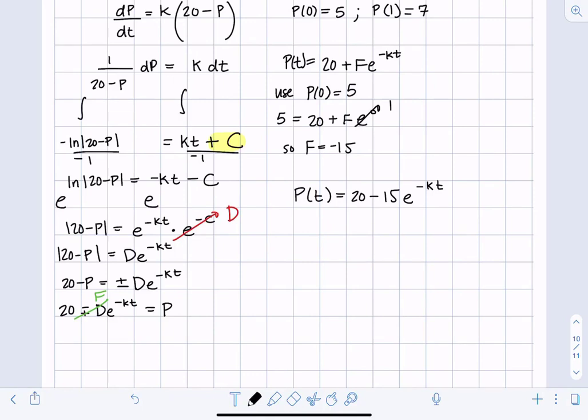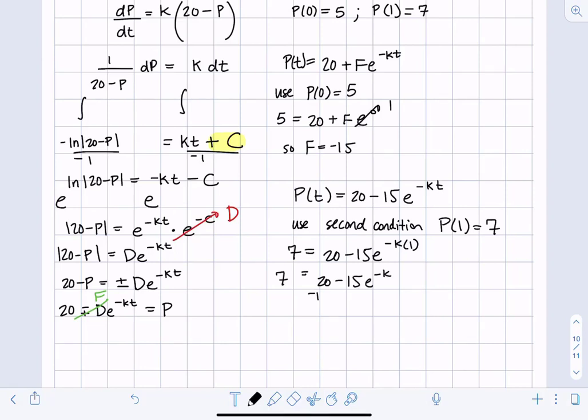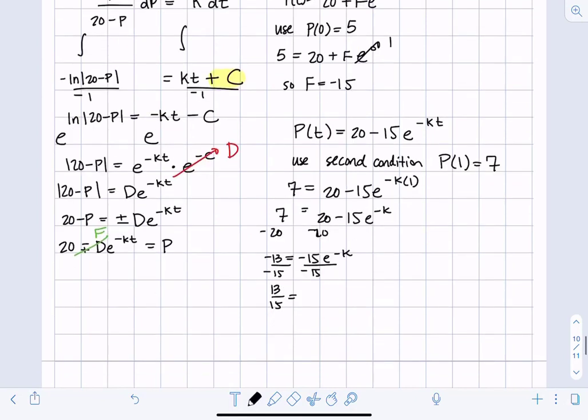And now we'll use our second condition, which is that after 1 minute, the glass is warmed to 7 degrees Celsius. So plugging that in, 7 would be 20 minus 15 e to the negative k times 1. So 20 minus 15 e to the negative k would be 7. So just doing our algebra, we get 13 over 15 equals e to the negative k.